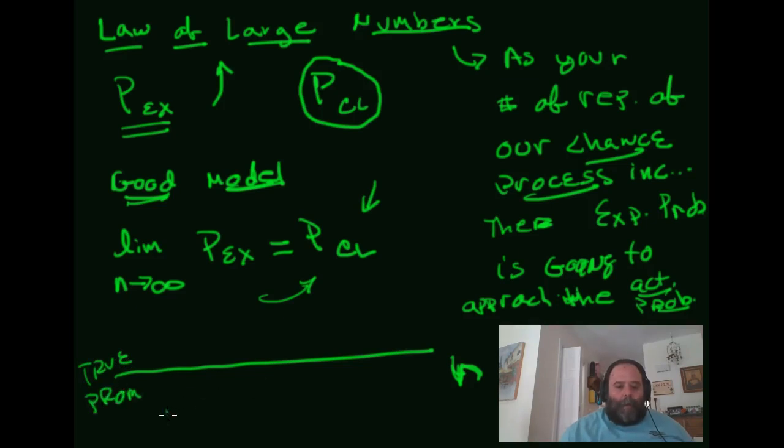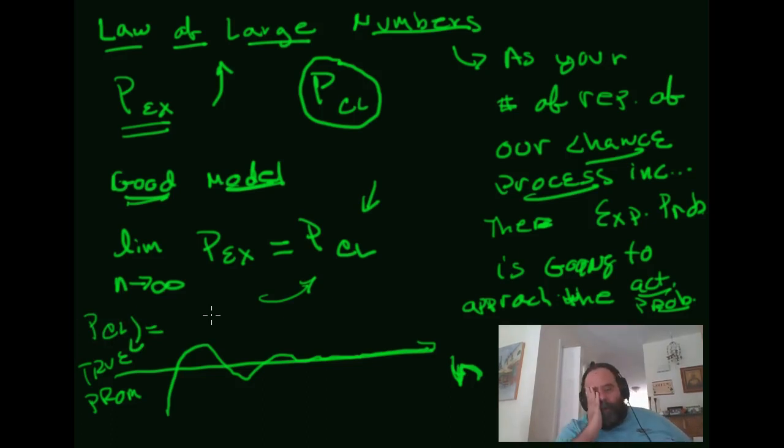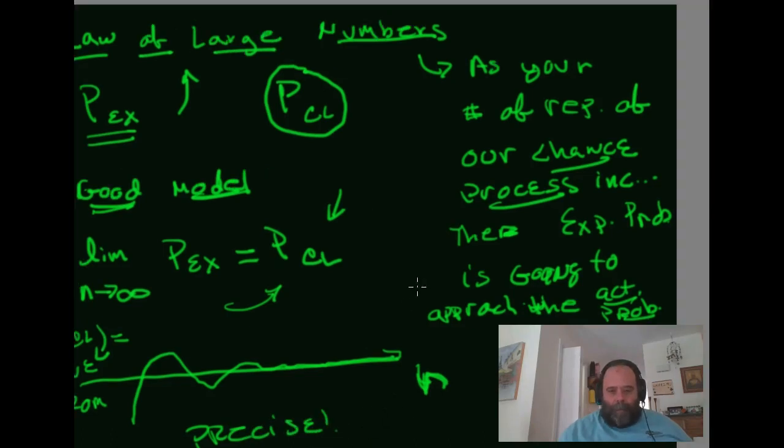Then as the number of trials increases, the experimental probability is going to get closer and closer and closer to that actual probability. And if I have a good model, then my classical or theoretical probability will be equal to that true probability. Okay, so this is what we're talking about with the law of large numbers, right? So the question is just how many trials is large? Well, that depends on how precise I want my probability to be.